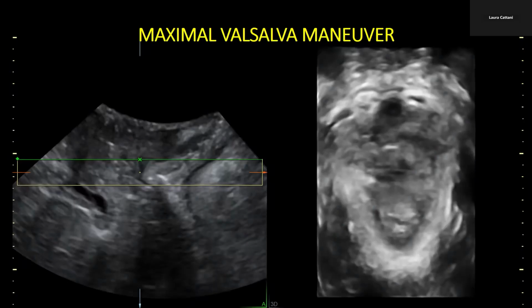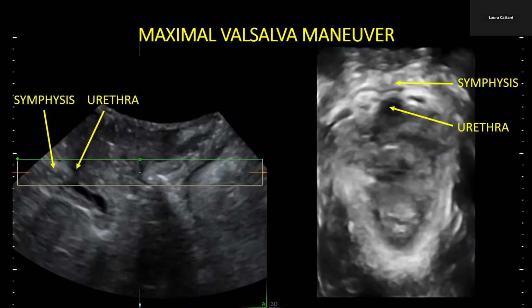Additionally, the compliance of the pelvic floor muscles can be assessed during maximal Valsalva maneuver. Again, we identify the symphysis pubis, the muscle, and the pelvic floor structures.